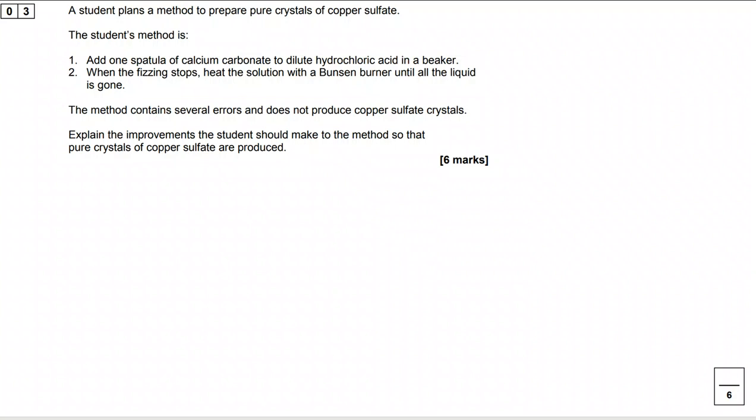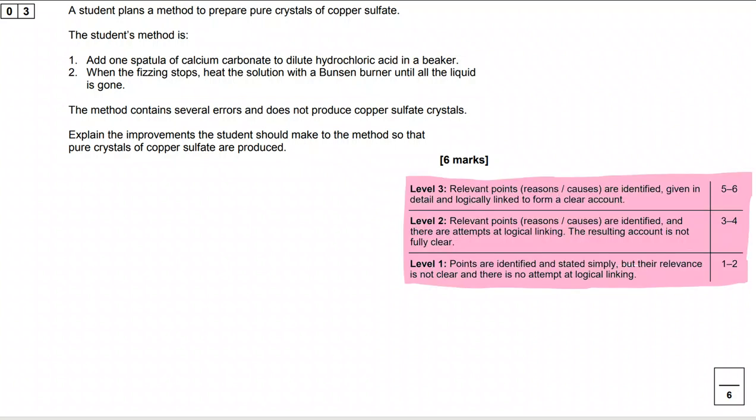Now, it is a 6 marker, so we're looking at the levelled response. To get a level 3, you need relevant points, reasons and causes identified, detail and logical links to form a clear account. Right the way down to level 1, where there are some points identified, simply stated, but they're not necessarily relevant or it's not clear how they're relevant, and there are no links between the things that are said.